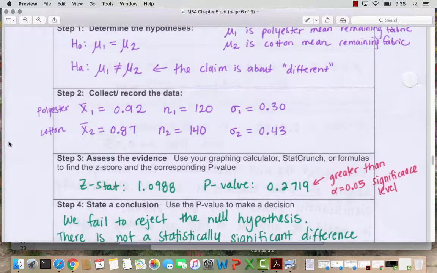And then if we go to sample 2, the sample mean was 0.87. There were 140 values, and the population standard deviation was 0.43.